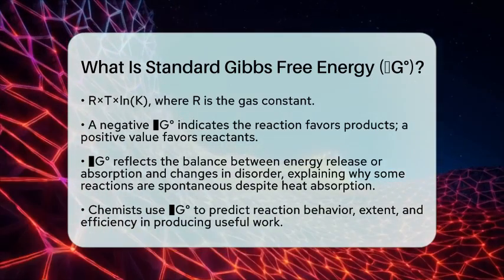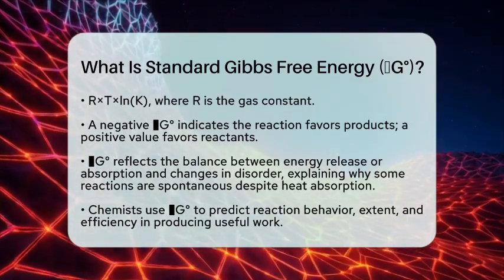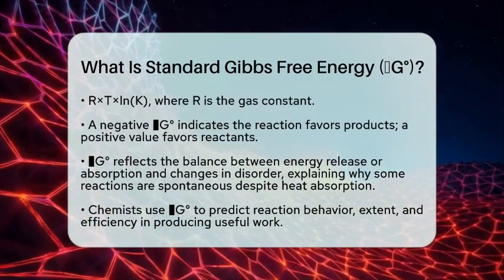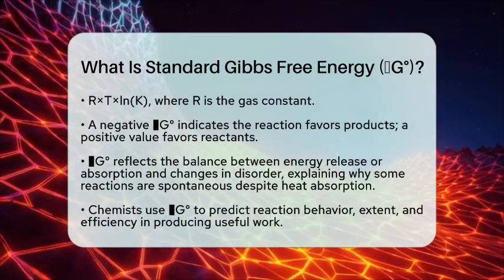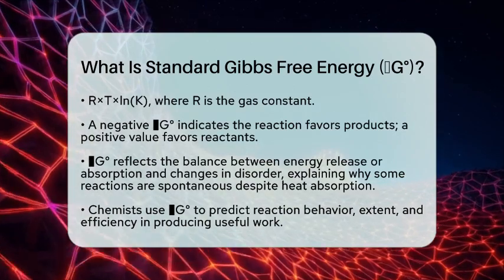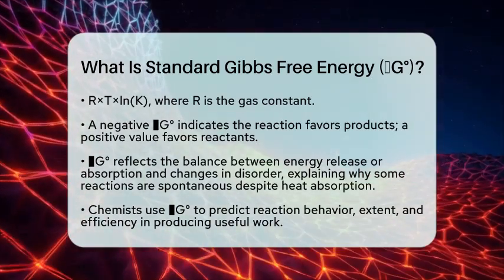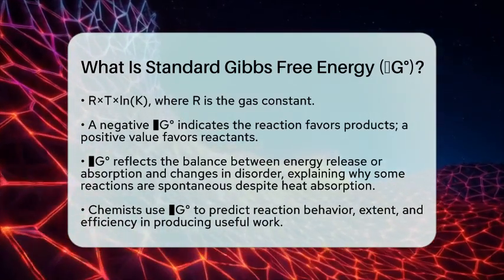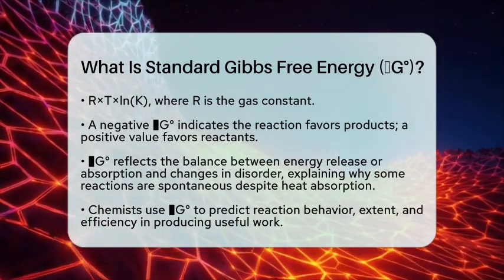Chemists use ΔG° values to predict how reactions will behave, how far they will go, and how to design processes that produce useful work efficiently. It's a key tool for understanding why some reactions happen naturally and others need help, all while keeping things simple and clear.